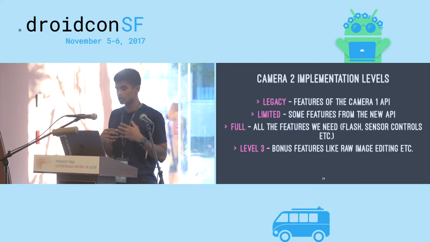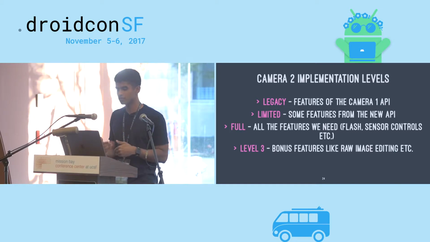Next up, after Camera 2 is implemented, there's multiple levels, obviously. There's legacy, which basically means they have the features of Camera 1. There's limited, which means they have some features of Camera 2. Then there's full, which means most of the sensor controls are there. And then level 3 is for stuff like raw image editing.